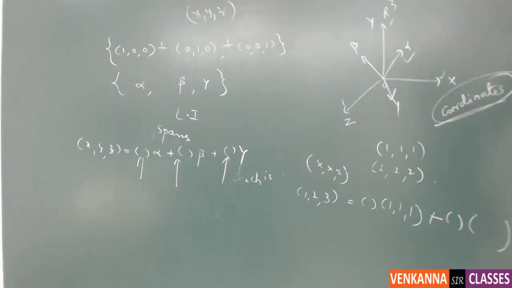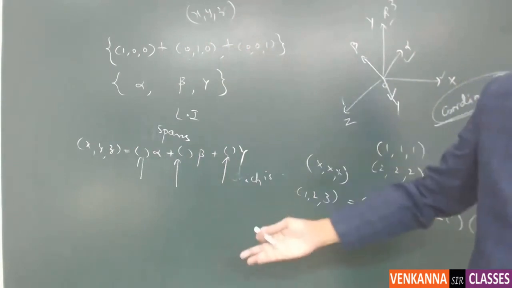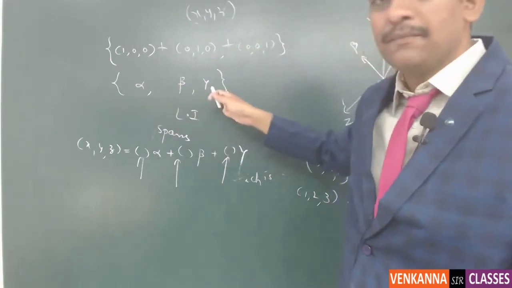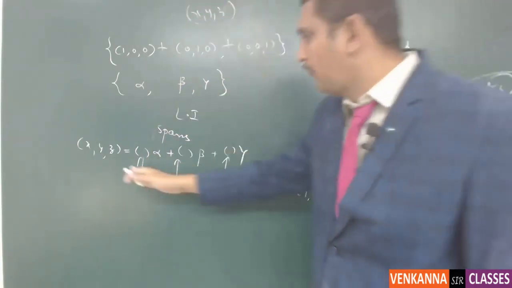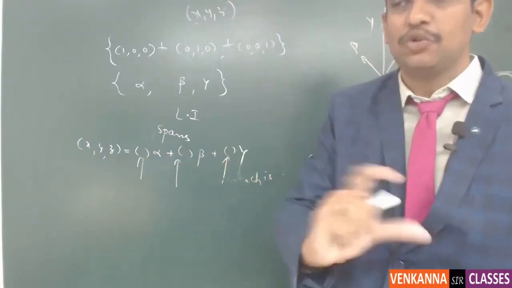Whenever you take a basis and find a linear combination for a particular vector, the scalars obtained in that linear combination are called coordinates. Coordinates will vary from basis to basis. If you take the standard basis (1,0,0), (0,1,0), (0,0,1), the coordinates are by default x, y, z. If you take another basis alpha, beta, gamma, for the same x, y, z, if you find a linear combination, the scalars will vary. So coordinates will vary from basis to basis.